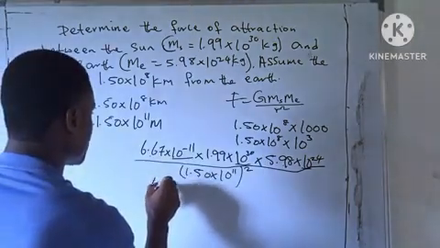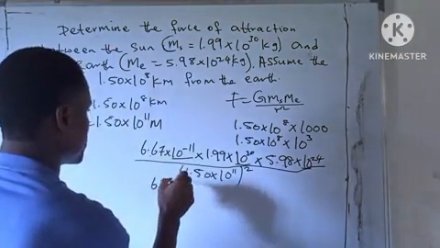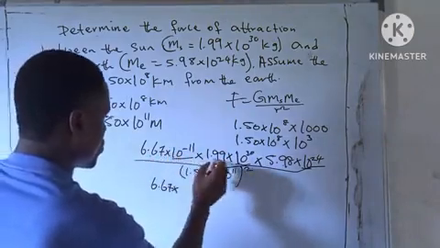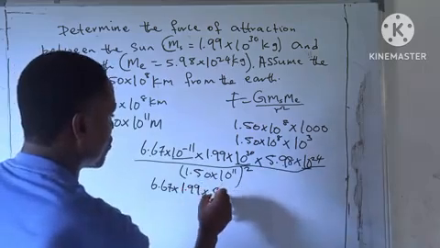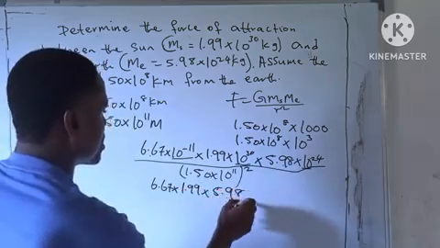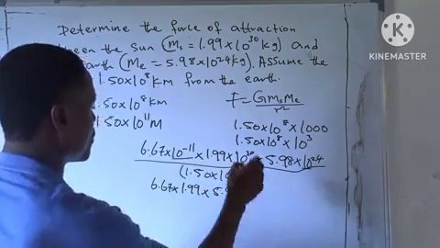So this is what we do. We have 6.67 times. You ignore this one, you come to this one, 1.99 times. You come to this one, 5.98. Are you getting it? Then times.